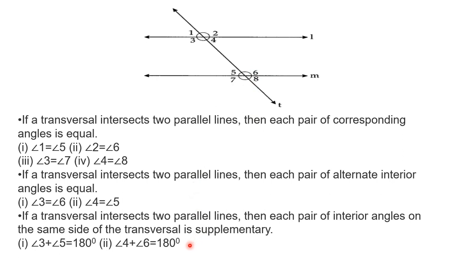So, the sum of 3 plus 5 is 180 degrees, and 4 plus 6 is also 180 degrees. So, we can say if a transversal intersects two parallel lines, then each pair of alternate interior angles is equal. If a transversal intersects two parallel lines, then each pair of corresponding angles is equal. And the third point is, if a transversal intersects two parallel lines, then each pair of angles on the same side of a transversal is supplementary. Okay.